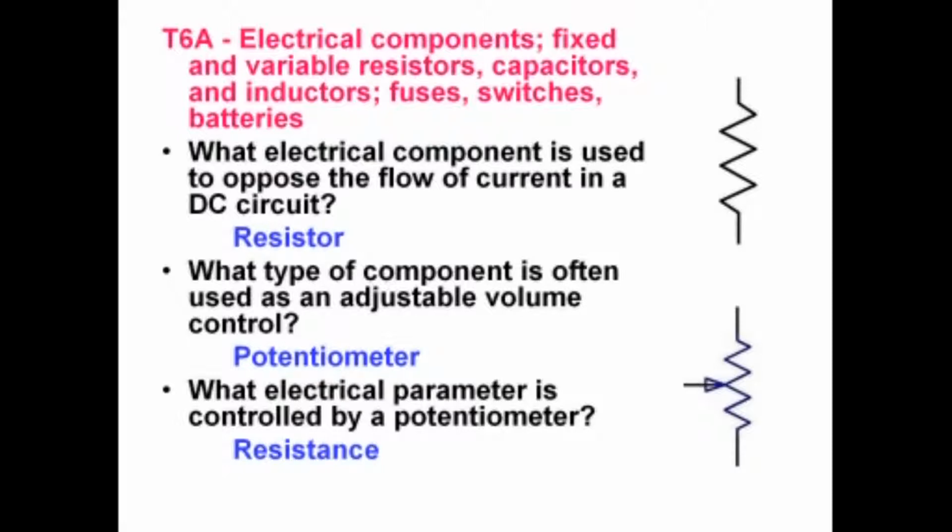What electrical component is used to oppose the flow of current in a DC circuit? It's called a resistor. This is the symbol for it, and I like to think of this as a mountain road, switchbacks going up a mountain road. And you can see how that would resist the flow of yourself driving up that road. Also resists the flow of current through the circuit.